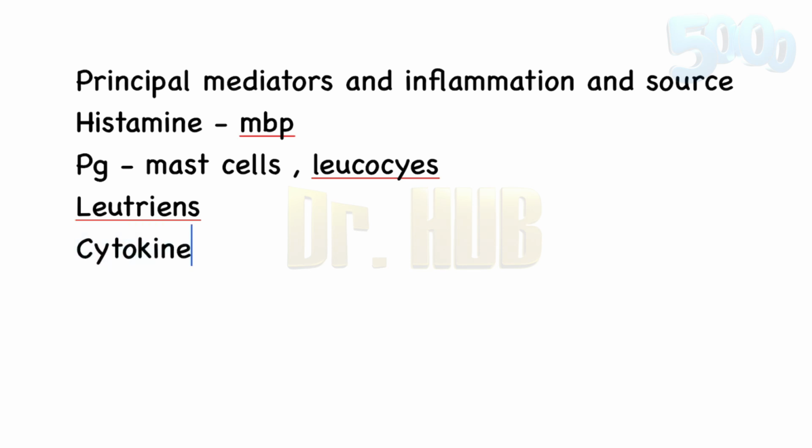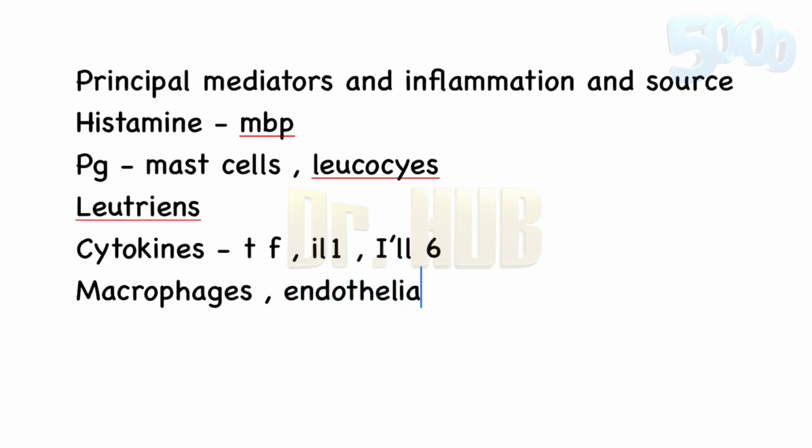Then we move on to the cytokines. The cytokines include TNF, IL-1, as well as IL-6. What are the sources? Sources include the macrophages, endothelial cells, as well as the mast cells. So macrophages, endothelial cells, and mast cells, so it is known as the MEM.